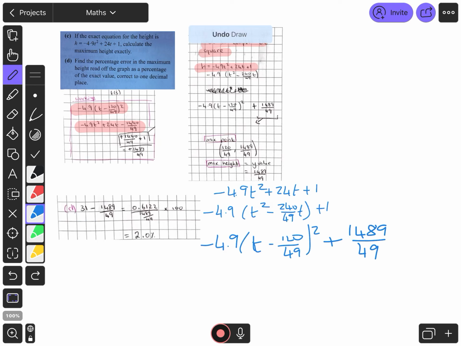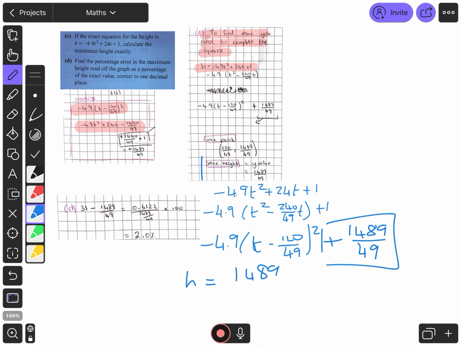So this part here, then part D. Part D said find the percentage error in the maximum height read off the graph as a percentage of the exact value. So what you need to do there is the value that we read off the graph was in part B, and it was the number 31. So it was a value of 31. I forgot to finish that off. There's our maximum point, change the sign on this and then keep the sign on that. So that means my maximum height is going to be this value here. And then I'm going to write h equals 1489 over 49.